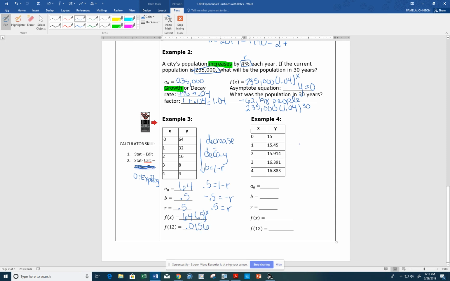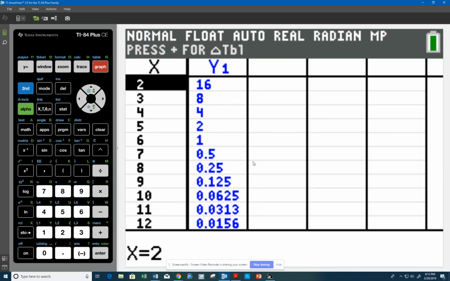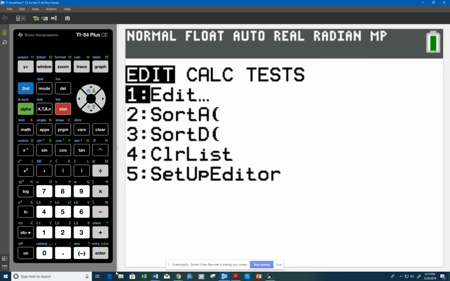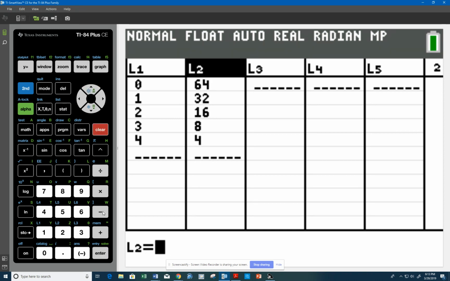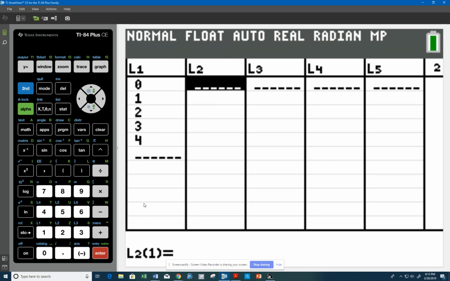All right, now let's look at our example 4. This is the last example. We're almost done, guys, and then you can work on the assignment yourself. So let's go back to our stat and our edit. And in L2, again, just go up to where it says L2, hit the clear button, and then the enter. And you can repopulate it with the y values from that table. The x values are still 0, 1, 2, 3, and 4.